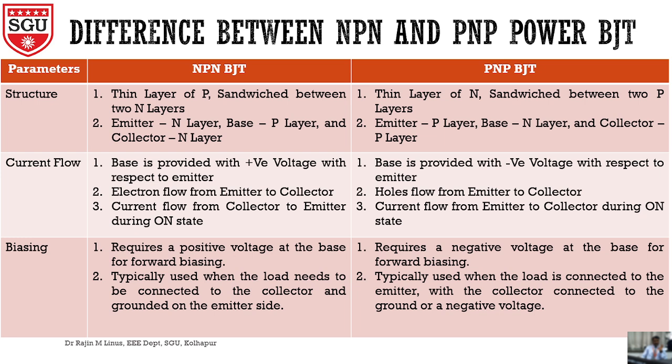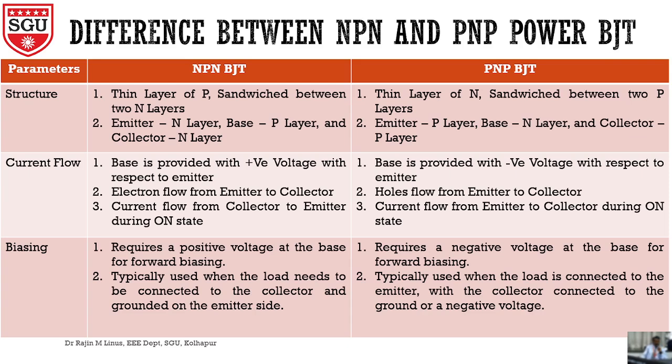So in the NPN bipolar junction transistor, electrons flow from emitter to collector. The conventional current flows from collector to emitter, that means the current flows in the opposite direction of the electron flow. Therefore, in the NPN transistor, the base is connected to the positive, so the electrons flow from emitter to collector, and the current flows from collector to emitter during the on state.